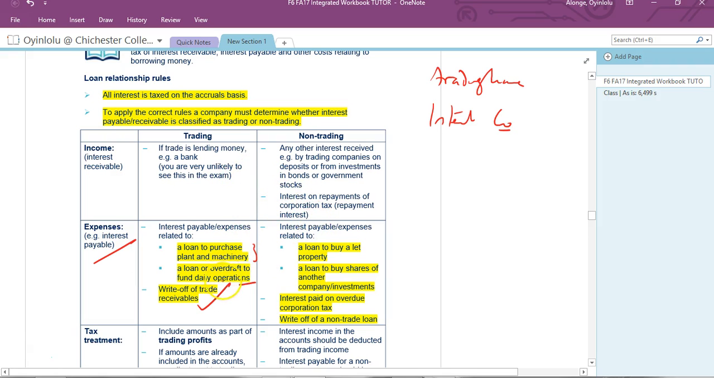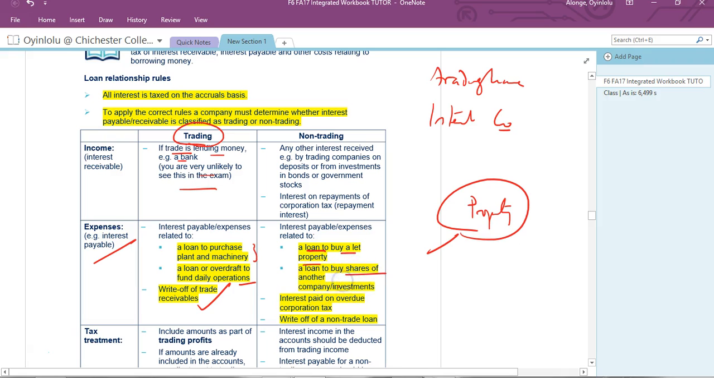So we don't really expect you to receive interest unless, as you can see here, it says if trade is lending money, for example a bank, but you're very unlikely to see this. So most of what you will see is an interest expense. But if you buy some property, for example, I just want to highlight very clearly: all the interest relating to property is not a property expense. All the interest relating to property, for example the interest on the loan to buy a let property, comes under interest.